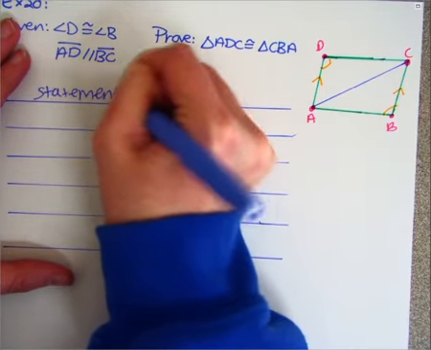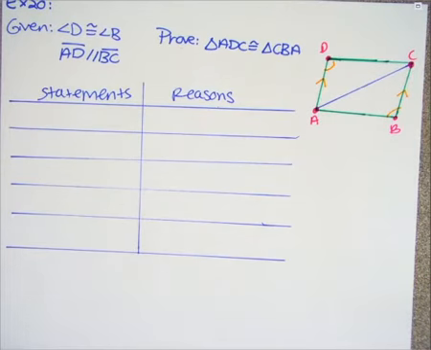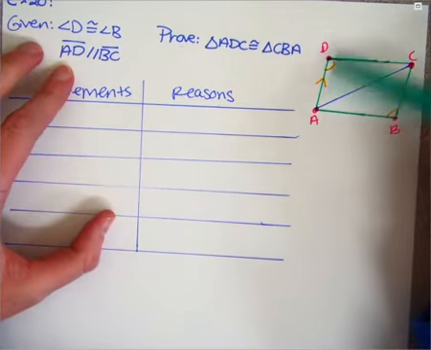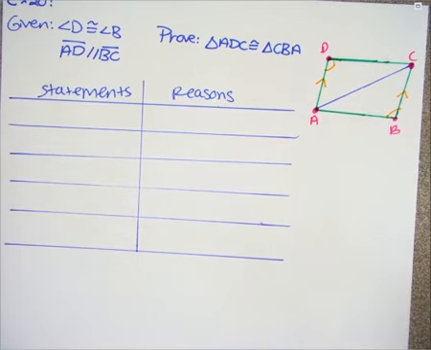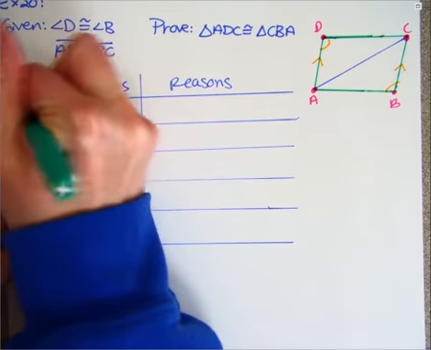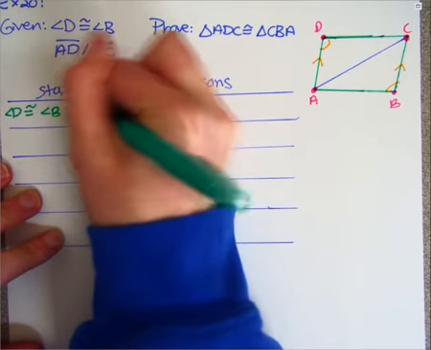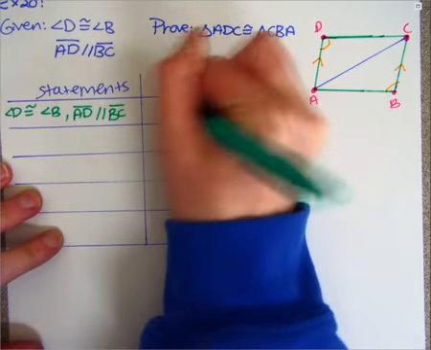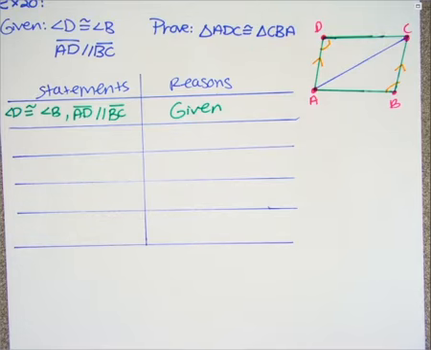So I got my statements, I got my reasons. Okay, you guys, let's get going. So I'm given that D and B are congruent, which I already marked on my picture. And I already marked that segment AD is parallel to segment CB. So I know that angle D is congruent to angle B. I also know that AD is parallel to BC. And like we already know, that's because it was given to us. Yay. Okay, so let's get going, you guys.